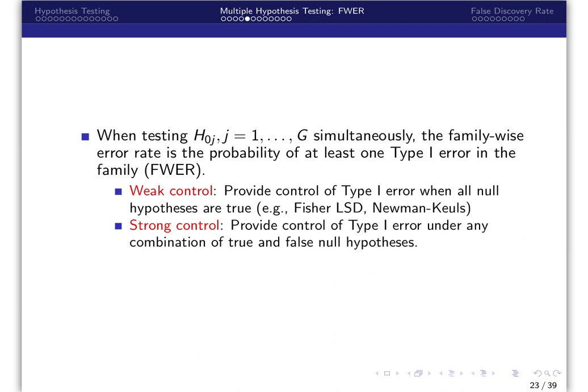This exercise highlights that although the two-sample t-test or Wilcoxon rank sum test may be employed for testing each null hypothesis, it is important to make appropriate adjustments for multiple comparisons. When testing G null hypotheses simultaneously, the family-wise error rate is the probability of at least one type 1 error in the family. We can control the family-wise error rate either weakly, when all null hypotheses are true, or strongly, which is under any combination of true and false null hypotheses. We will be using the notation here that G genes will be tested, and we will index genes using the letter j.